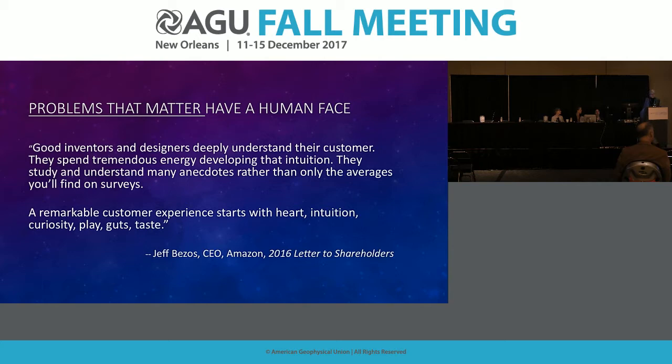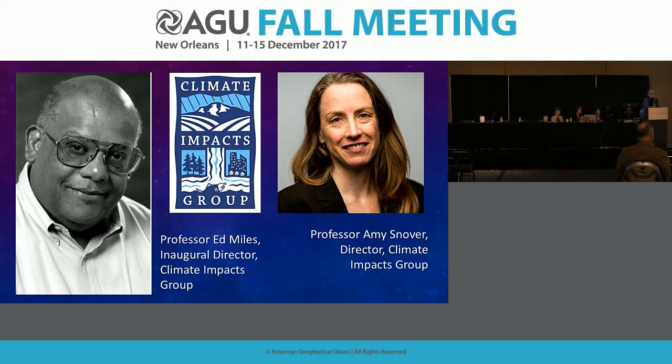I want to use the example of the Climate Impacts Group at the University of Washington. It was founded 20 years ago by Ed Miles, and Ed was the lucky recipient of the first NOAA RESA funding. RESA stood for the Regional Integrated Science and Assessment Program. And his initial idea was that he was going to sort of connect stakeholders in the Pacific Northwest with science. And the first reaction he got was that the stakeholders weren't really interested. And they didn't see how they had a need for climate science.